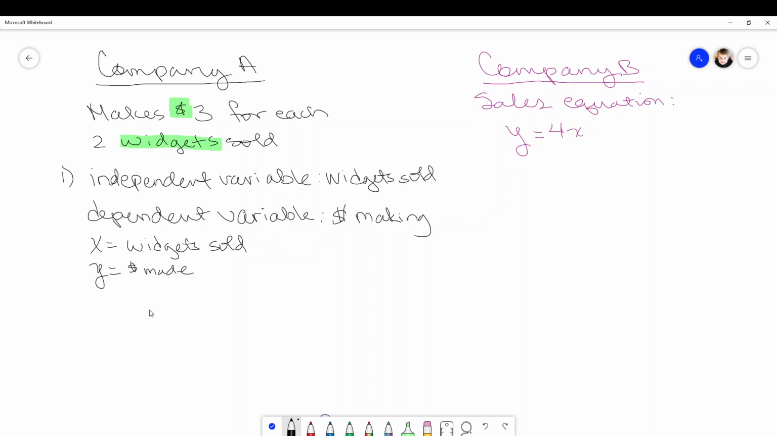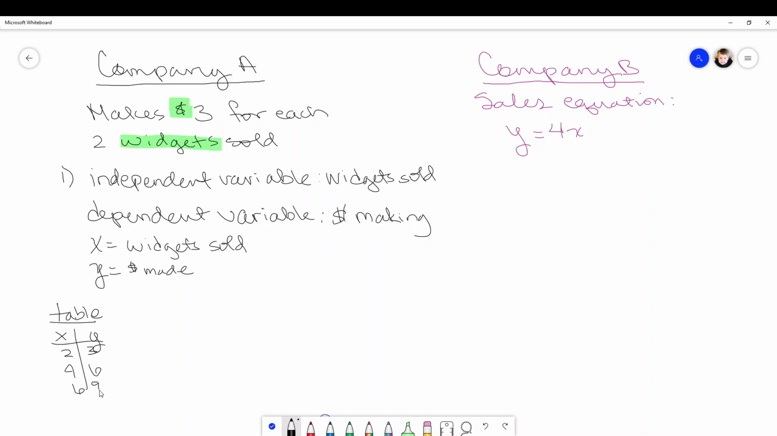So first I'm going to put this into a table form, and I'm simply going to use this ratio. So for every two widgets, that's the independent, x. For two widgets, they make $3. Well, if that doubles, they sell four, they're going to make six. And if that doubles again, well, I don't want it to double. I could, that's not a problem, but that's just a bigger number. So let's say six. So 2, 4, 6. So 3, and 3 more, and 3 more is 9. So for every 2, they're making 3. This is 3, and this is 3 and 3, and this is 3 and 3 and 3.